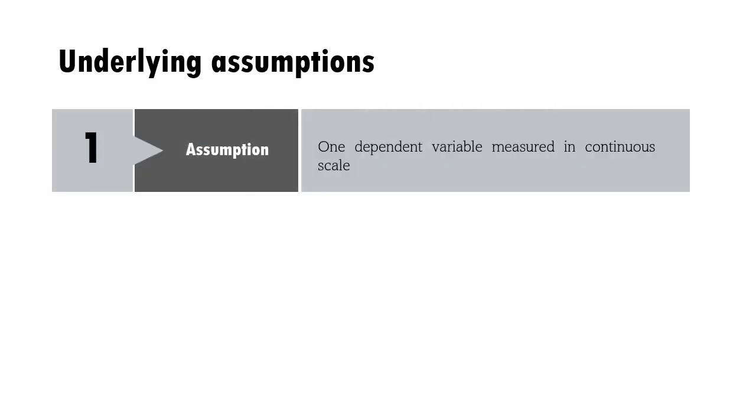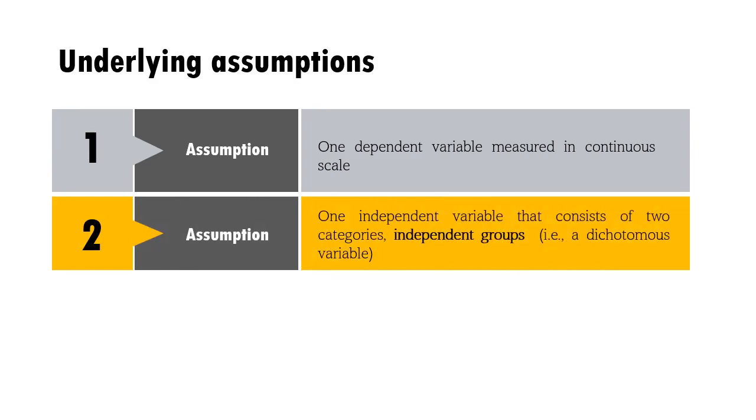There are a few underlying assumptions which need to be met if you want to apply independent sample t-test. The first assumption is, there should be one dependent variable which is measured on a continuous scale. The independent variable should have two categories, that is, it is a dichotomous variable.